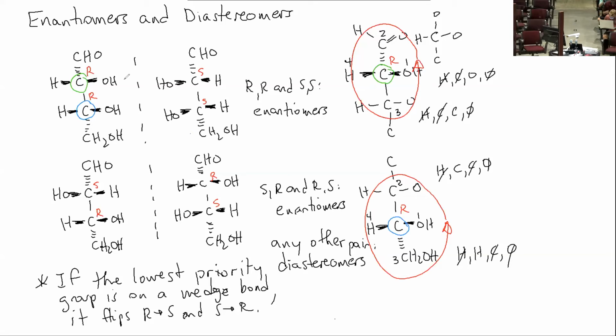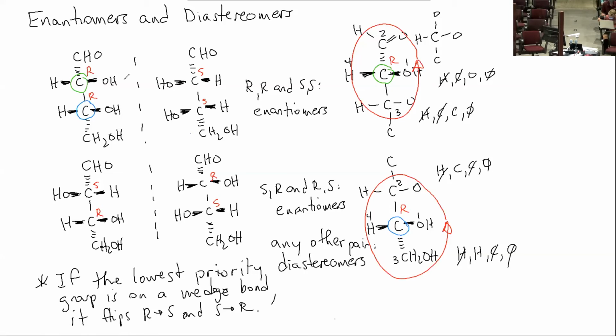Is it possible to have diastereomers when there's only 1 chiral center? Excellent question. The answer is no, because if there's only 1 chiral center, 2 to the first power is 2. You have 2 stereoisomers. They're enantiomers. So that's a good question, though.